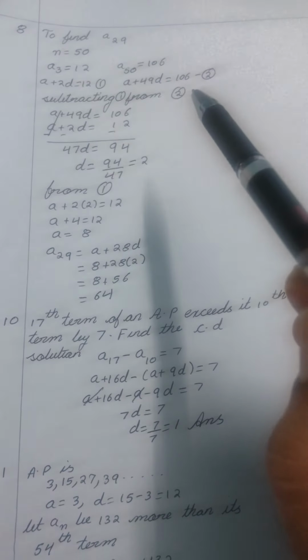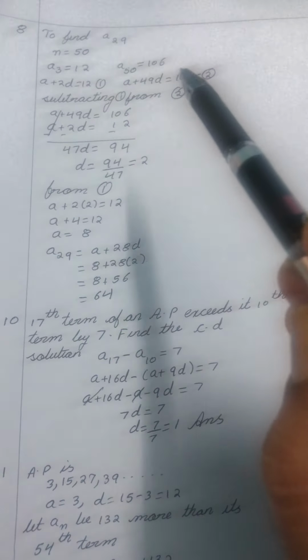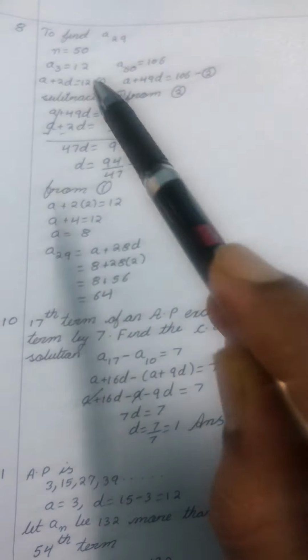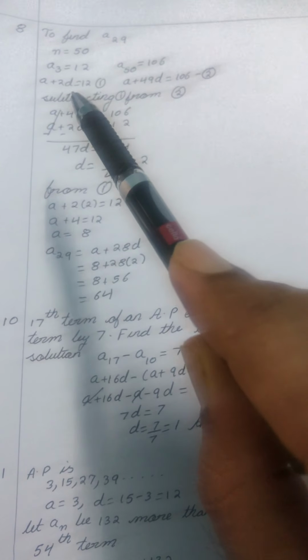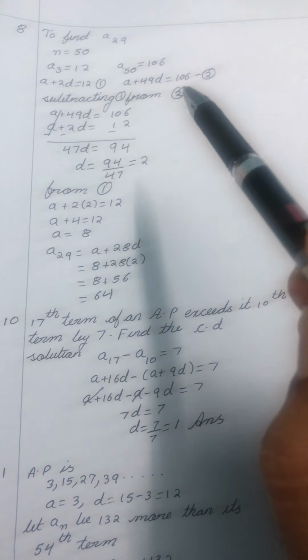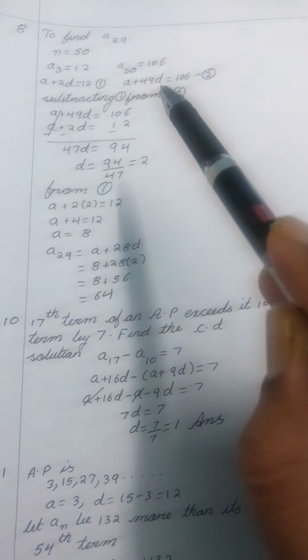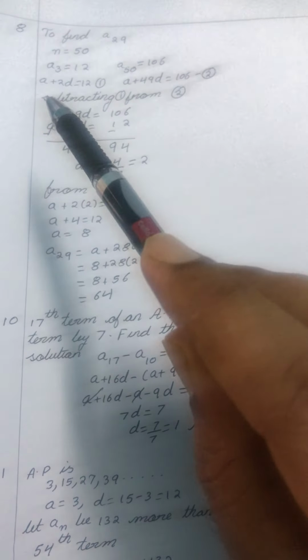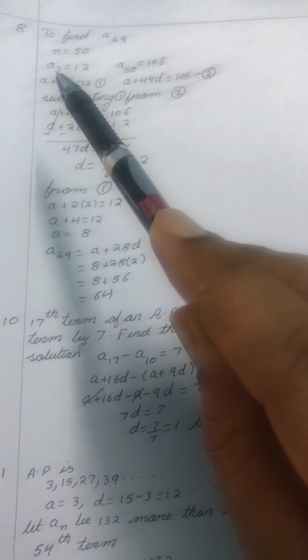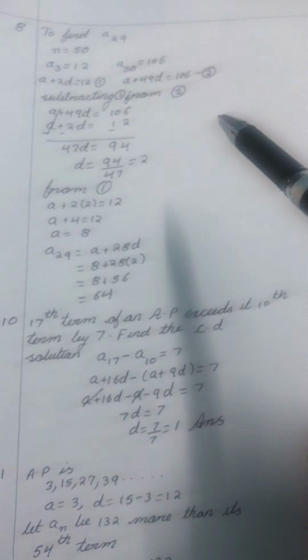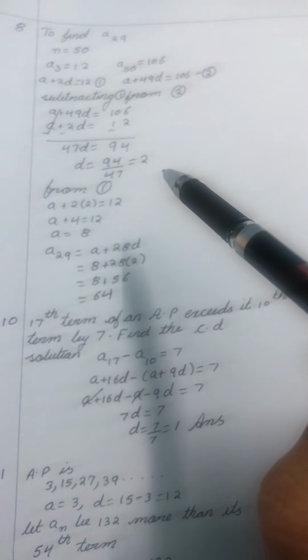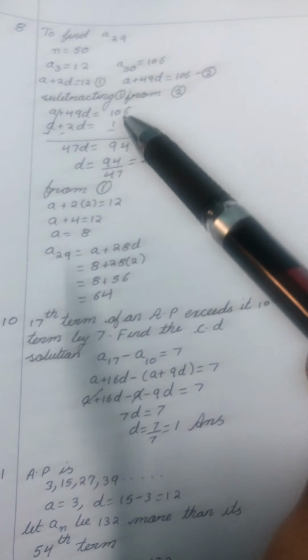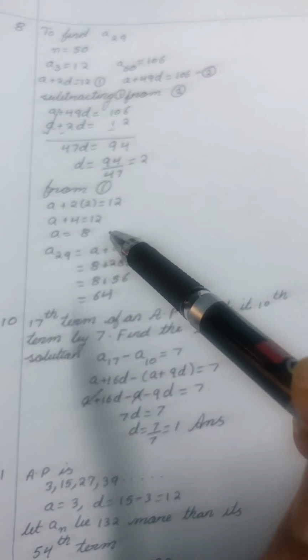Apply the general term formula. So from the given information, we get two equations: a plus 2d equals 12, and a plus 49d equals 106. The a plus 49d has come from a50 by applying the general term formula. In the same way a plus 2d has come from a3. Subtracting 1 from 2, we get the value of d as 2. Now we find the value of a from equation 1. The value of a has come 8.